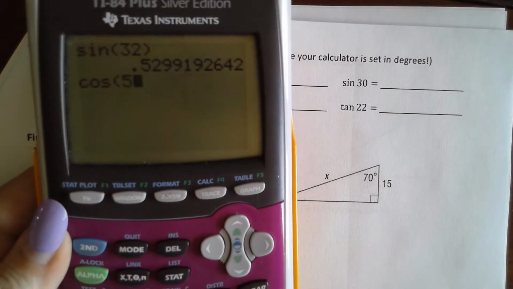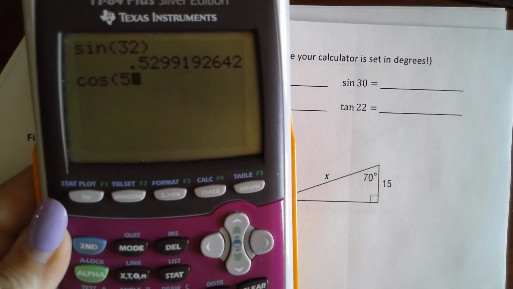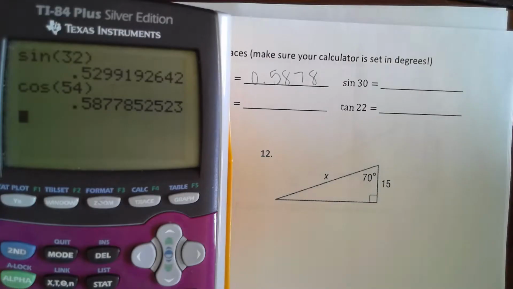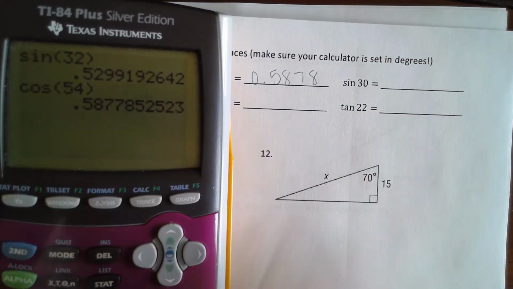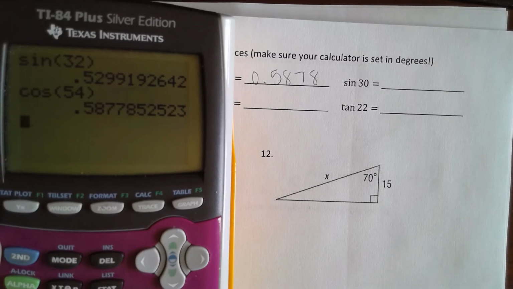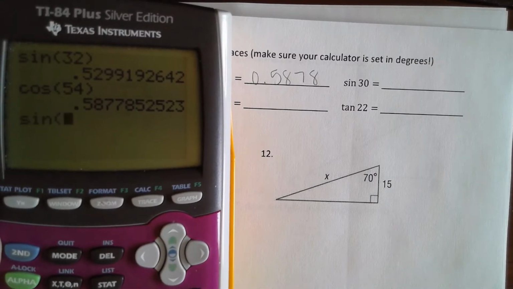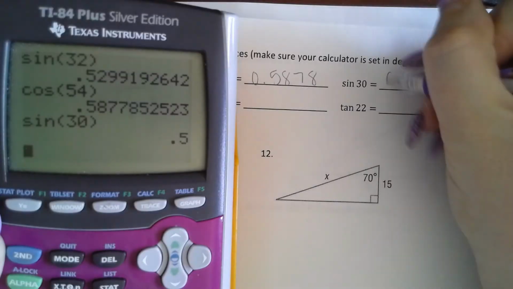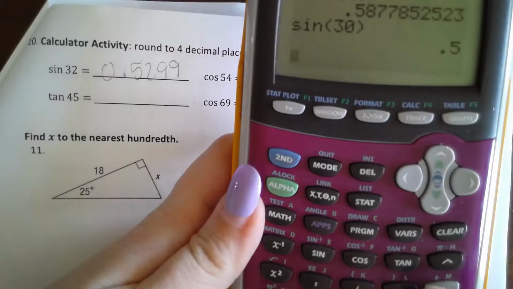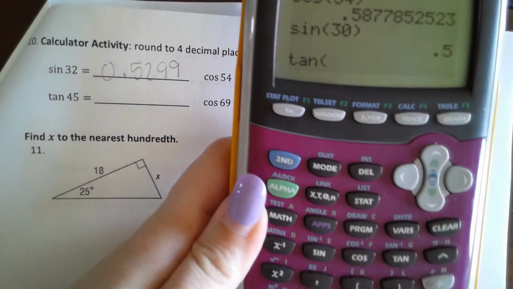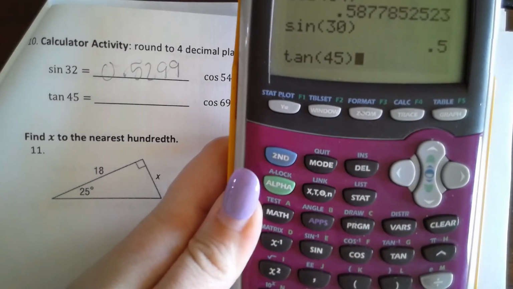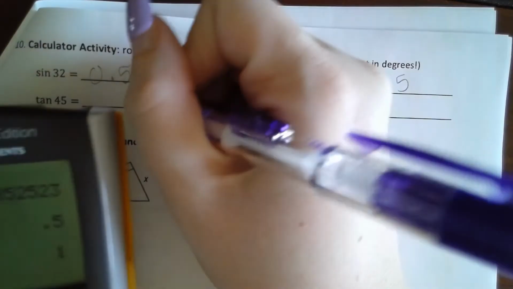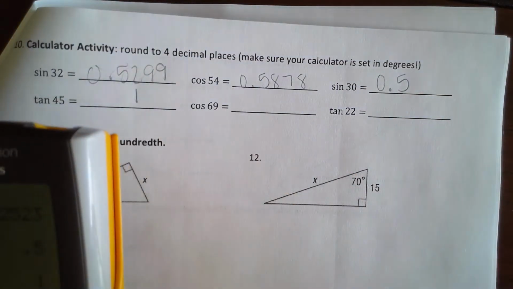Now if we do cosine, so cosine is here, of 54. Close the parenthesis. That gives us 0.5878. We round, the 8 tells the 7 to round up. Sine of 30 is 0.5. Then tangent of 45 gives us 1. And then you can plug those two in.